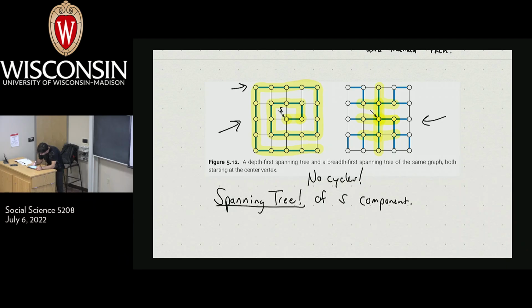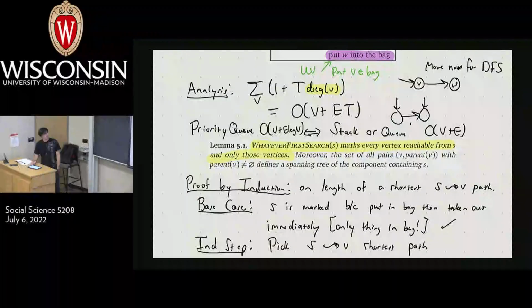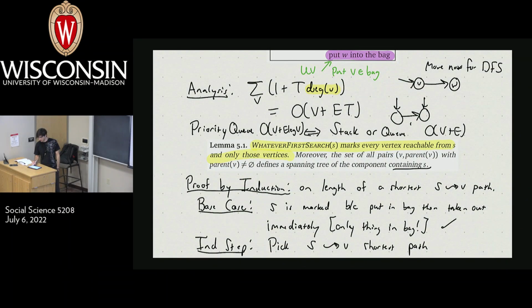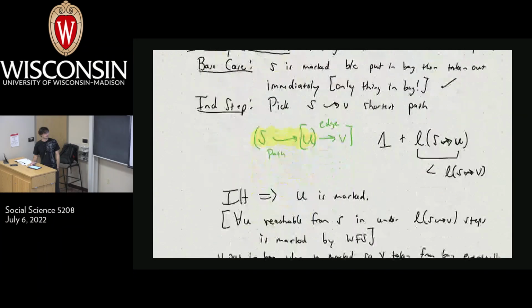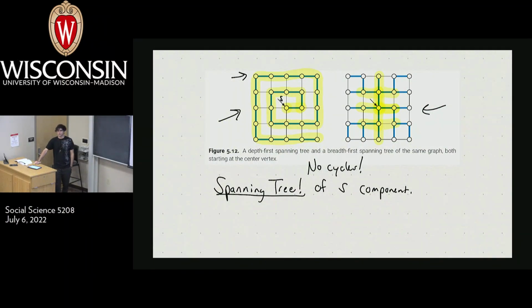Okay. And visually, you can see these are trees. Like, there's no cycles, and we hit all of them. And that's the second part of the proof. The second part says these are all spanning trees. I'm just skipping that, but you can read it in the book. So any questions on this?